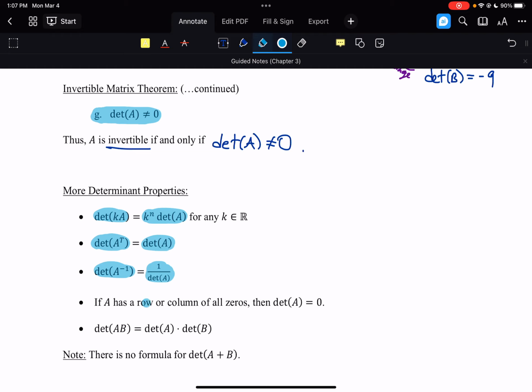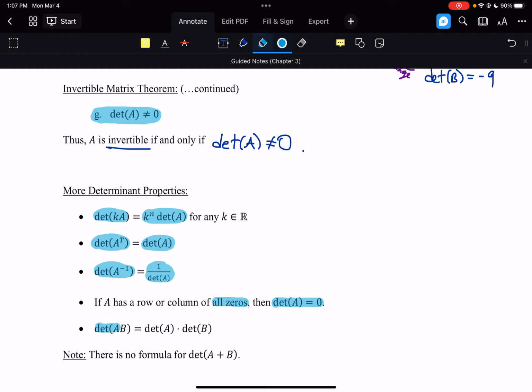If A has a row or column of all zeros, then its determinant is 0. And hopefully that makes sense. If you're going to do a cofactor expansion on a matrix, you want to pick the row or column with the most zeros. If there's a row or column with all zeros, then you won't have to compute any cofactors. You'll just take 0 plus 0 plus 0 all the way down.